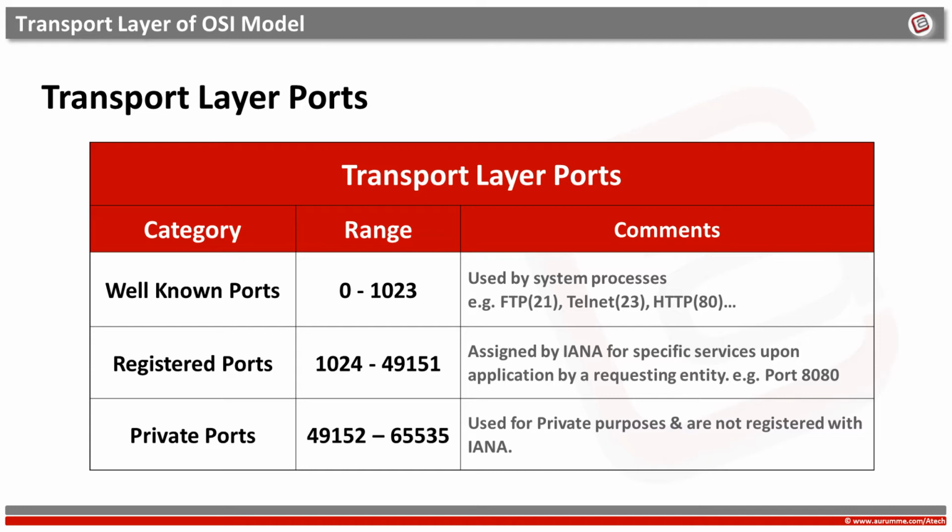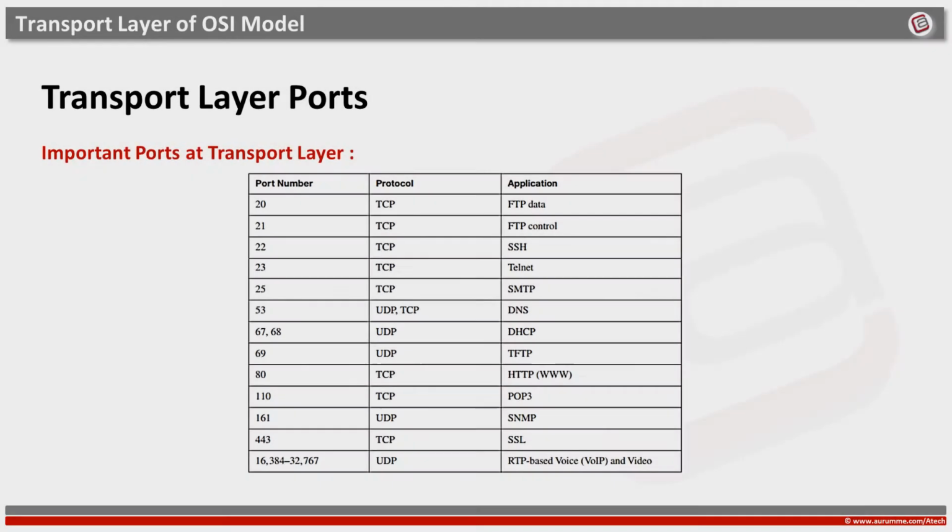Private or dynamic ports range from 49,152 until 65,535. These ports are used for private purposes and are not registered with IANA, so everyone can use these port numbers. The well-known port category is the one which we use in our day-to-day operations. These are some of the famous and well-known port numbers.